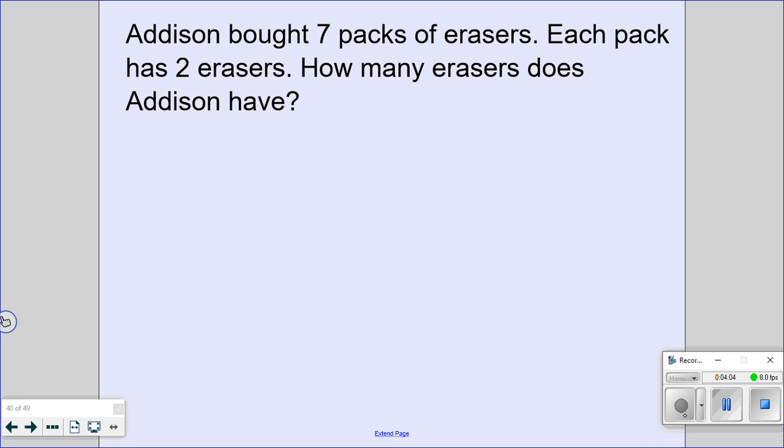Addison bought 7 packs of erasers. Each pack has 2 erasers. How many erasers does Addison have? Read that one more time. Think about what are we counting? Paxton, what are we counting? Counting erasers. Who thinks they can write an answer sentence? A whole answer sentence.